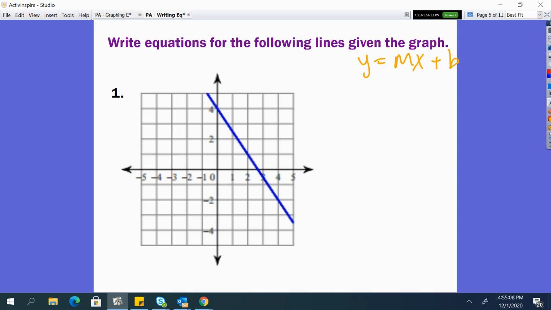Okay. Now, looking at this, we want to find the y-intercept first because that's the easiest thing to find. Where does it cross the y-axis? I hope you all say it crosses right here, Mr. Pavelko, at +4. So guess what? That's all you do. +4. Half your equation's done. Now you just need the slope.